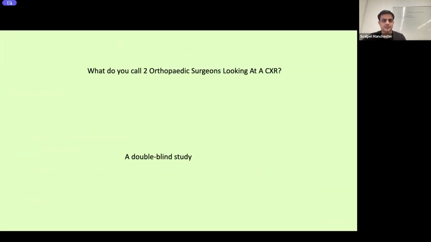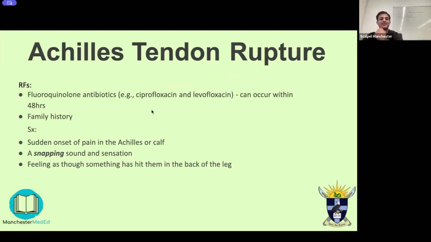Okay, next joke. So what do you call two orthopedic surgeons looking at a chest x-ray? A double-blind study. I just find these funnier than you probably do, but they're for my entertainment more. So, anyway, we move on.